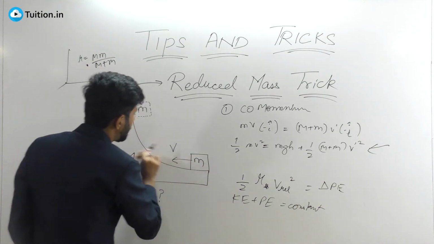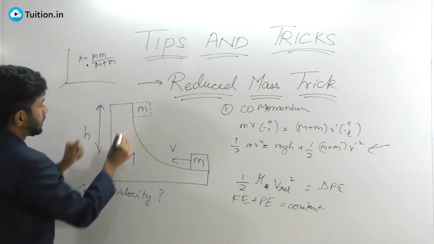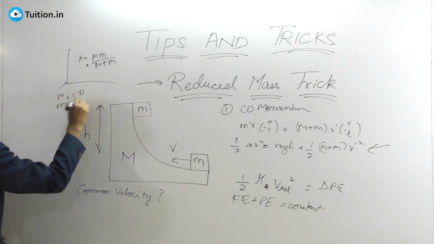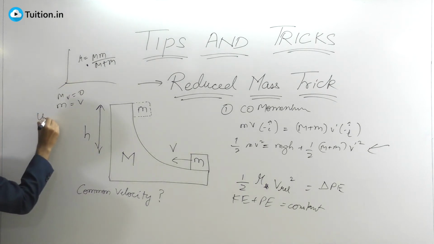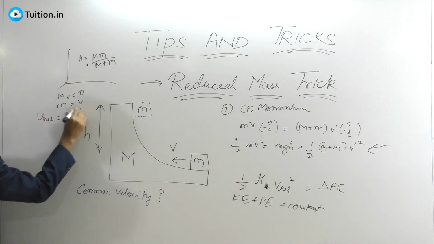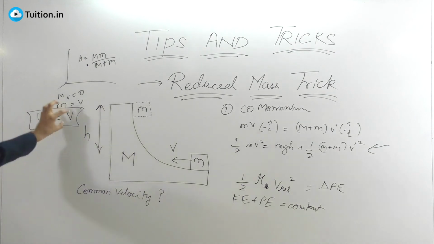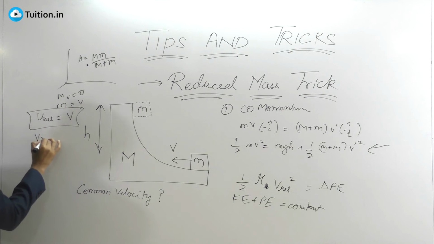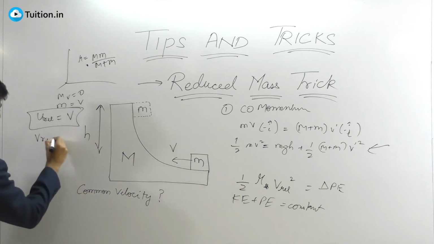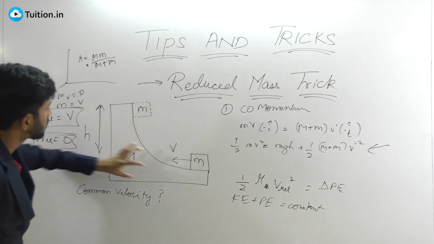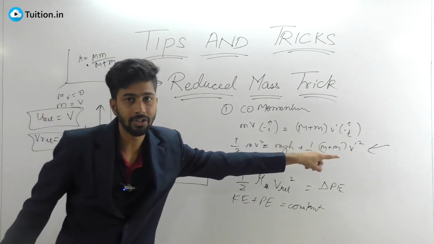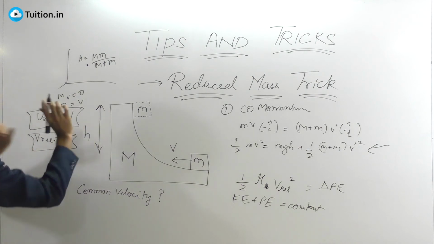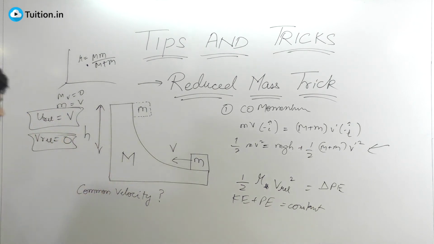So there is an initial relative motion between them. Capital M's velocity is zero, and small m's velocity is v. So the initial u relative is nothing but v, because this is at rest and this is moving with v. But your v relative, which is your final relative velocity, is zero. Why is that zero? Because both of them are moving with a common velocity v dash, so v dash minus v dash will be zero. So v relative is zero.